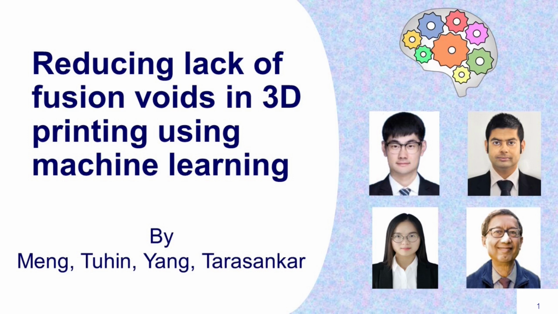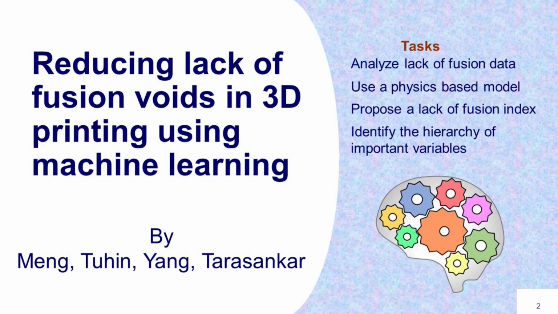But like all growing industries, additive manufacturing has its share of challenges. For example, the lack of fusion defects is known to adversely affect the mechanical properties of components. Because the lack of fusion defects originate from multiple mechanisms, physics-based mechanistic models do not adequately describe the formation of these defects. Here we use the available data from the literature, combine it with a physics-based model, propose an easy-to-use lack of fusion index, and identify the hierarchy of the most important variables that are responsible for this defect.